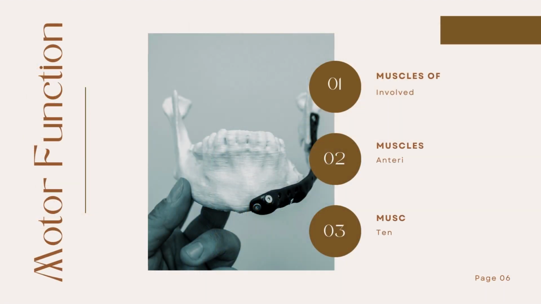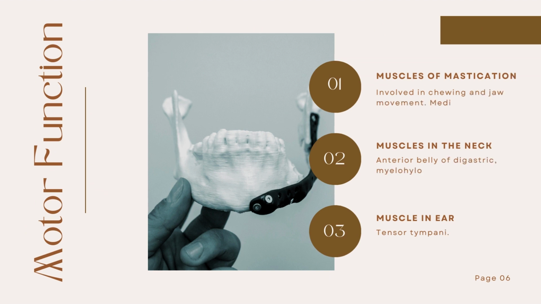So as we previously spoke about, it also has some motor function and innervates some muscles. There are three broad groups that we can put the muscles that the mandibular division of the trigeminal nerve innervates into: the muscles of mastication, the muscles in the neck, and then one muscle in the ear. So the muscles of mastication are involved in chewing and general jaw movement. Specifically, these are the medial and lateral pterygoid, masseter, and temporalis muscles.